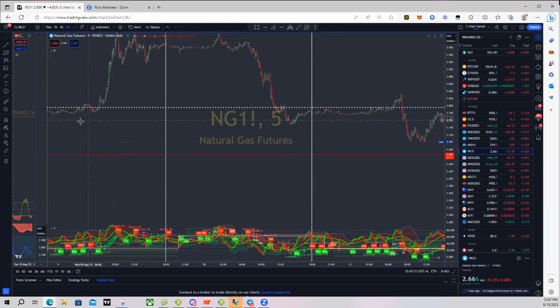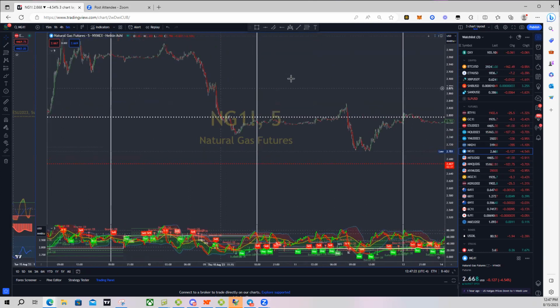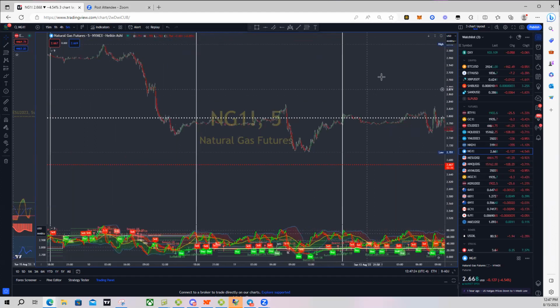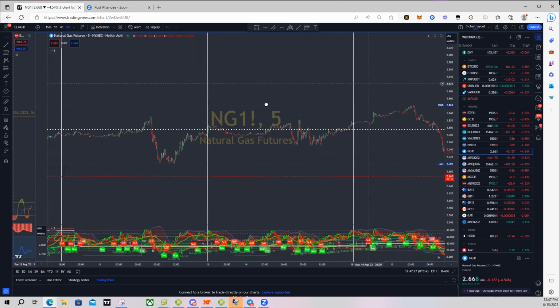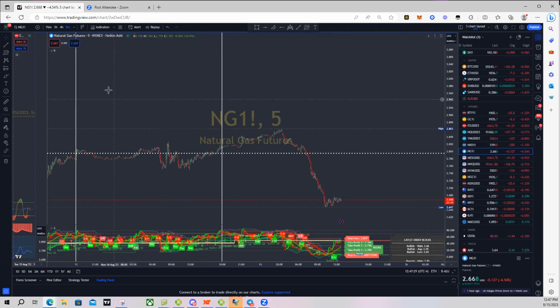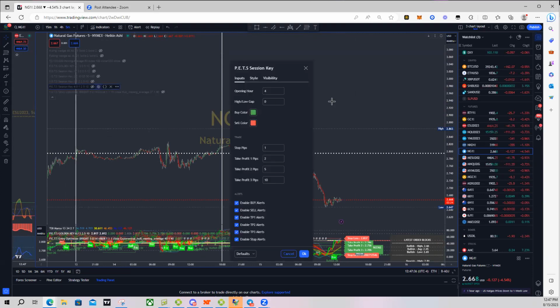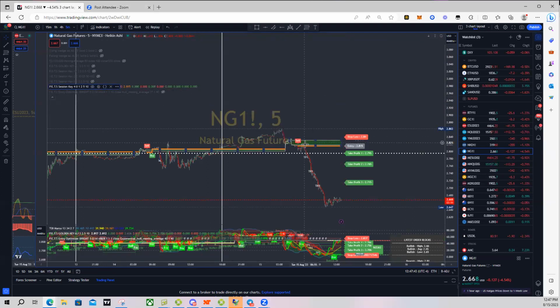Notice this is going sideways, and then you got a huge move to the upside, right? So what we did was we had to find out what zone we needed to use in order to catch these moves. Was it going to be Asian session? Was it going to be London session? Was it going to be New York session? And what we realized is it is in between London session and New York session. So we used the session key. We put the session key opening hour to 4, high-low gap at 0, and when you turn that bad boy on, you're going to see the move.